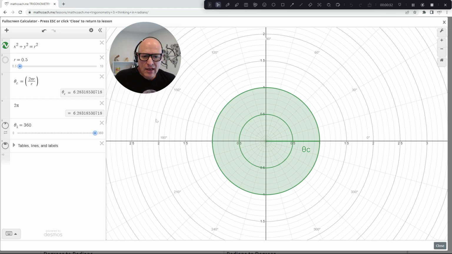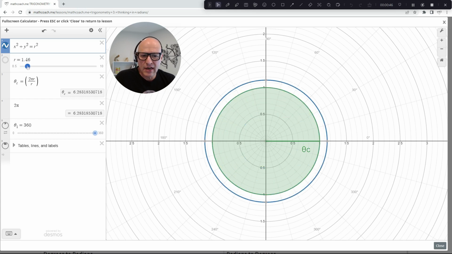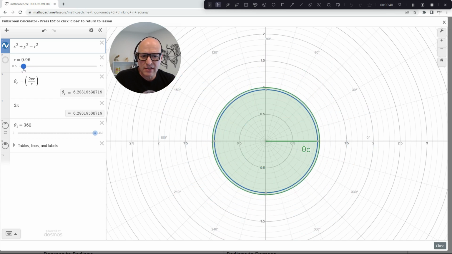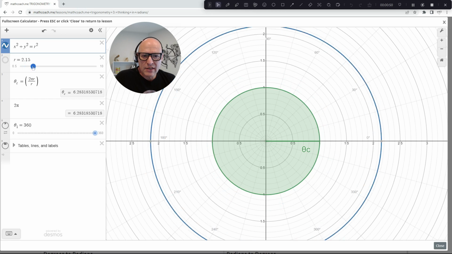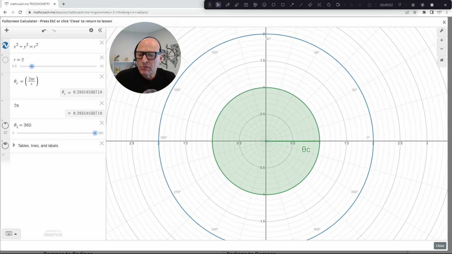Well, I also have another circle here with a radius of 0.5, and I can control that with this slider here. I'm going to change the color of this. Okay, so this blue circle here, currently it has a radius of 0.5, but I can increase the radius, I can decrease the radius. So when the radius is, let me set it to 2, when the radius is set to 2, how many radians are there in one full revolution?